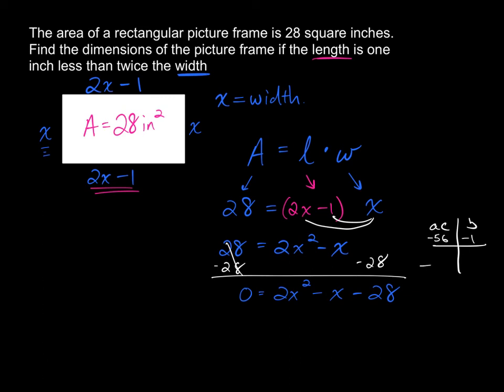And that means my two numbers, I'll pause to give you guys a second to come up with them all by yourself. The two numbers here will be negative 8 and 7. So we can split this up into negative 8x plus 7x minus 28, and then the 2x squared comes along for the ride. So the minus 28 and the 2x squared are there.